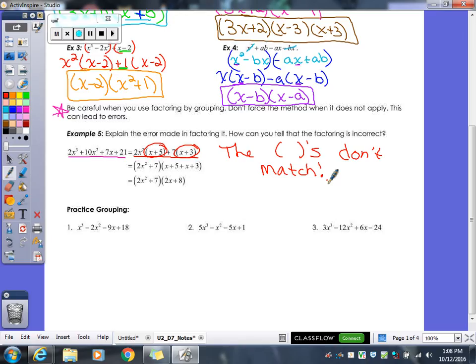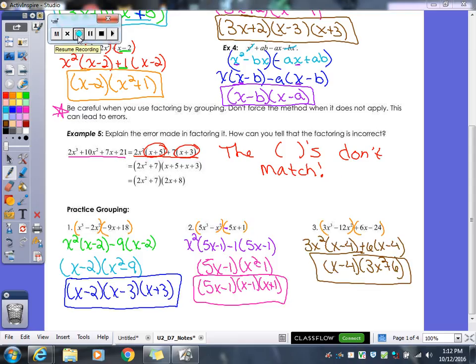So what I want you to do right now, I got 3 examples down here. I want you to do a little bit of practice of factoring by grouping. So try those examples down on the bottom. All right, so we got those 3 answers up there. How do we do? Okay? Questions on factor by grouping?